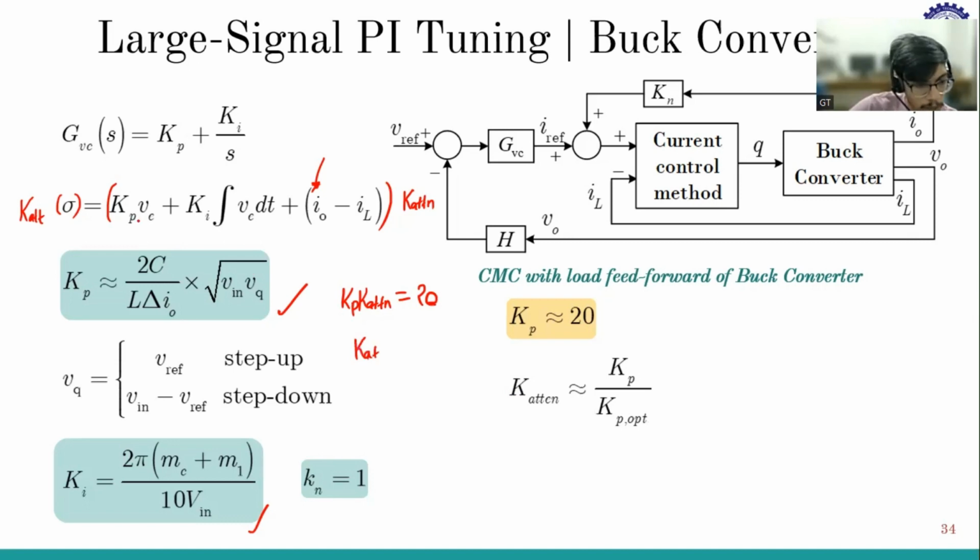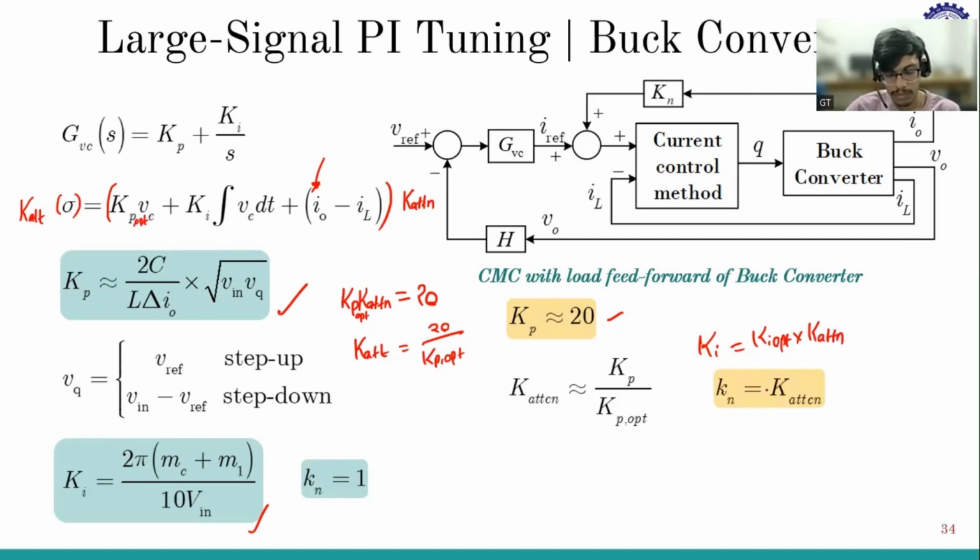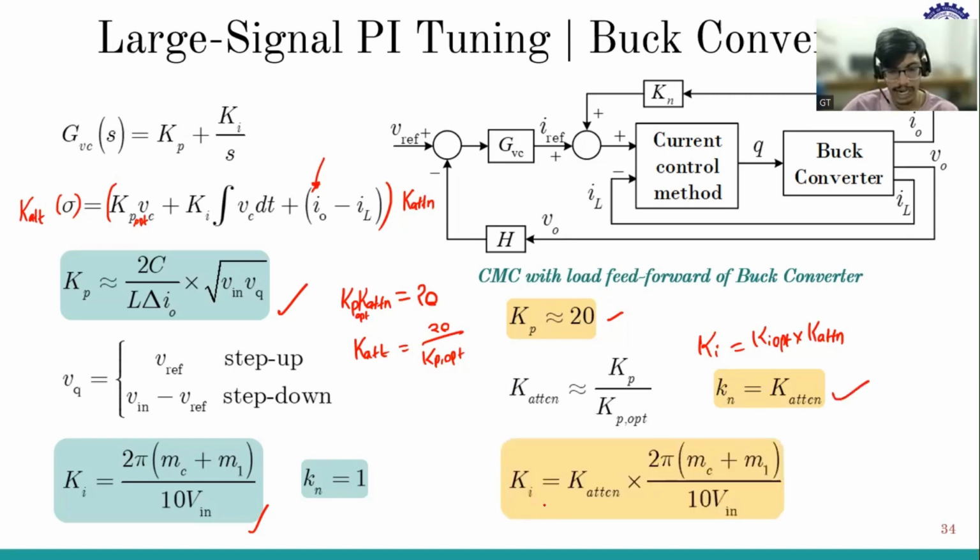Say this is K optimal. So K optimal into K attenuation I am considering to be 20. Now K attenuation is what? 20 by Kp optimal, right? And what is my new Ki? My new Ki is Ki optimal into K attenuation. And what is my Kn? Kn is the coefficient of I naught. Kn is K attenuation because we are multiplying with K attenuation, and my Ki is K attenuation into Ki optimal. So from here I am getting Ki optimal.